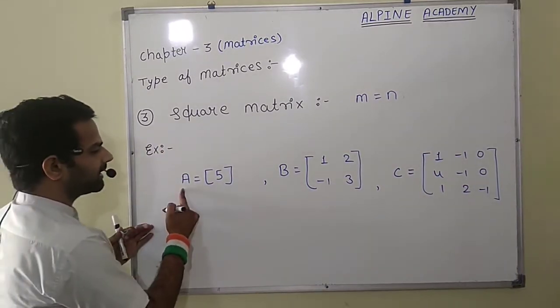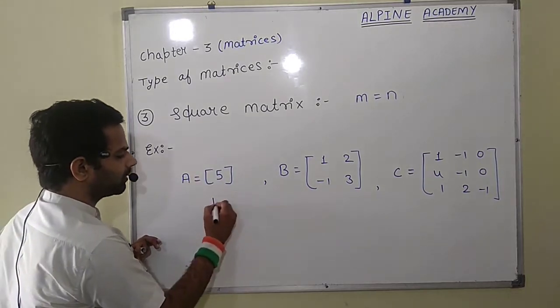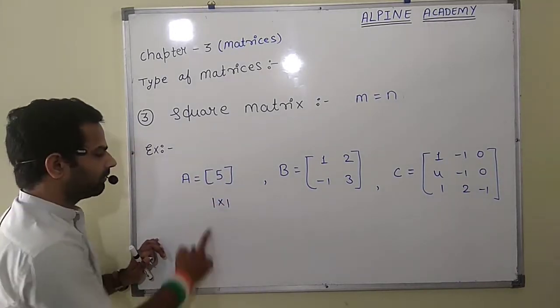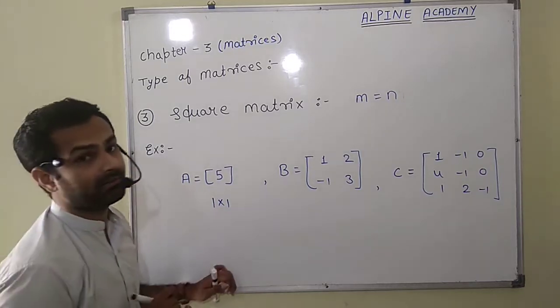For example, in this matrix you can see that there is only one row and one column. So the order of the matrix is 1 cross 1. The values of m and n are equal. It means this is a square matrix.